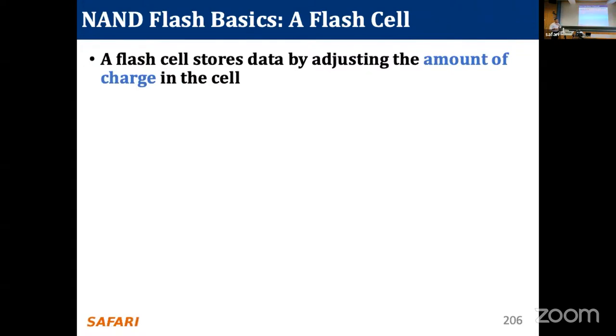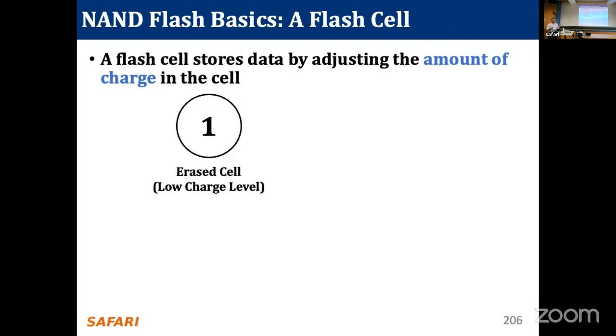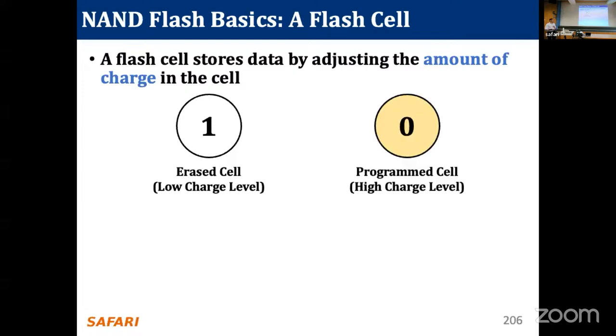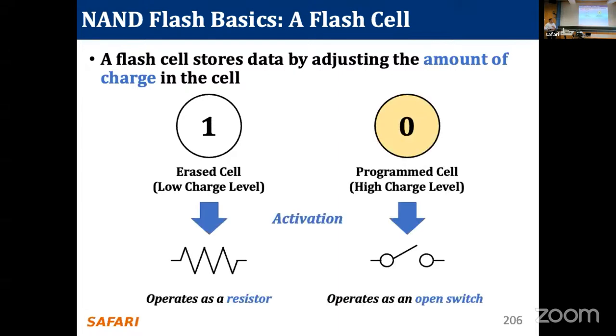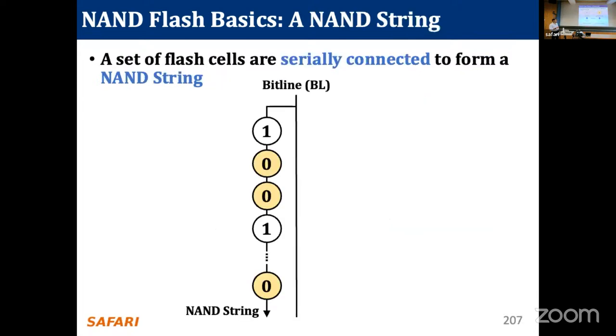Again, you need to have some background on how a flash cell works. A flash cell stores data by varying the amount of charge in the cell. And they have two modes: an erased cell or a programmed cell. An erased cell stores a lower charge level, and a programmed cell stores a high charge level. Upon activation, the erased cell operates as a resistor, while the programmed cell operates as an open switch. Those are the basics of a flash cell.